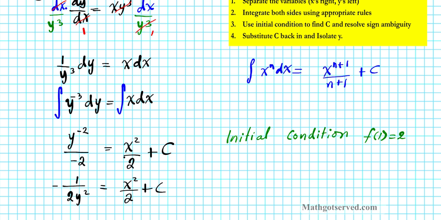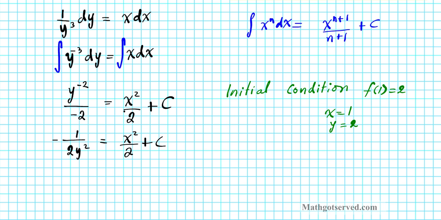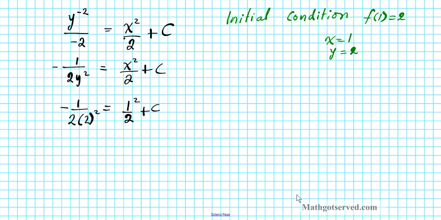What does this tell us? Well, it tells us that x is 1 and y is 2. It's just a point, okay? This is your x, your input, and your output is y. So we plug that in here. So we're going to have negative 1 over 2, instead of y, we put in 2 squared, equals 1 squared over 2 plus c. Okay, and then we'll just go ahead and find out what the value of c is. Let's go ahead and do that.